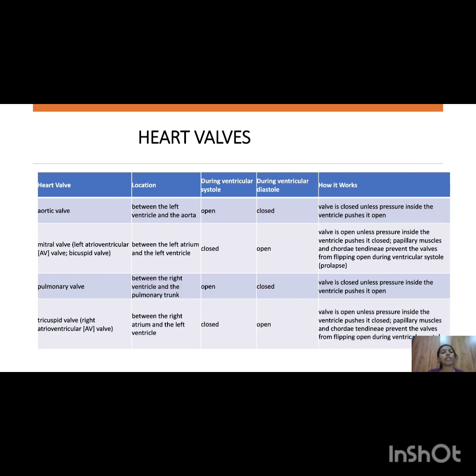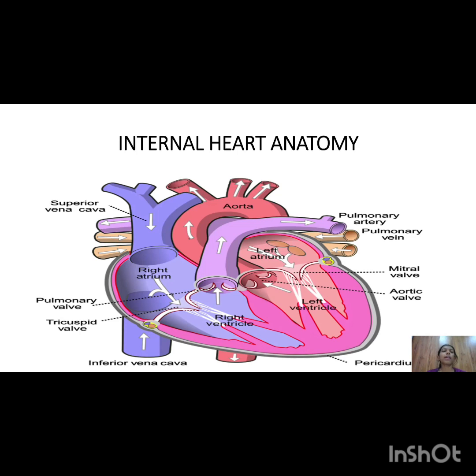Let's see about the pulmonary valve. Between the right ventricle and the pulmonary trunk is its location, and it's open during ventricular systole and closed during ventricular diastole. Tricuspid valve. The location of this valve is between the right atrium and right ventricle, and this remains closed during ventricular systole and remains open during ventricular diastole. This is the schematic representation of internal heart anatomy.